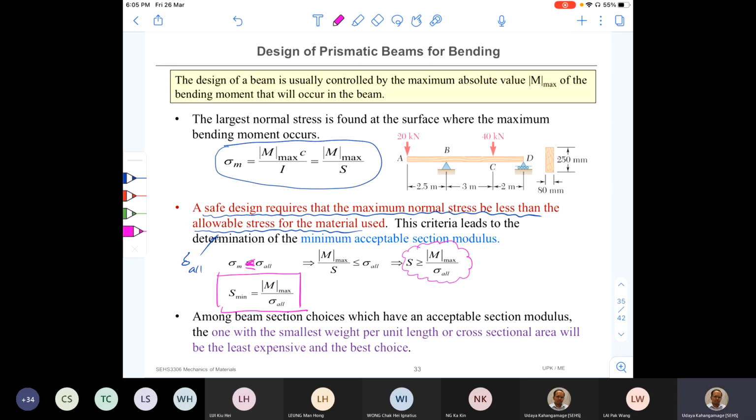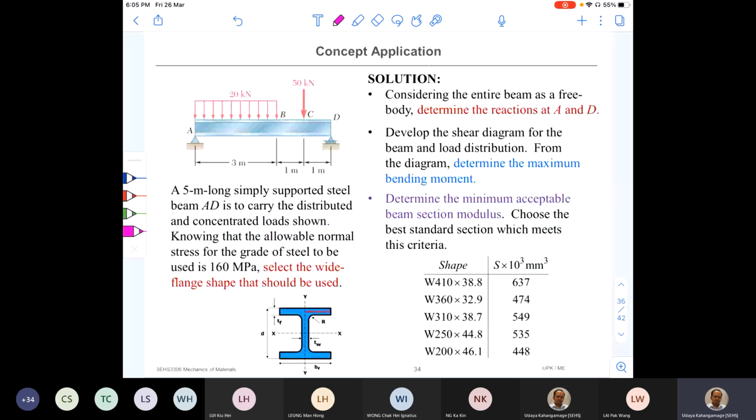So let's do a question in the example concept application, and that way you will understand how to do a simple design of a beam. Now I'm going to show you how to decide a standard cross section for a given beam. Standard cross sections are already manufactured. When you go to market, you can buy them, like I sections, L sections, H sections, circular sections, hollow circular sections.